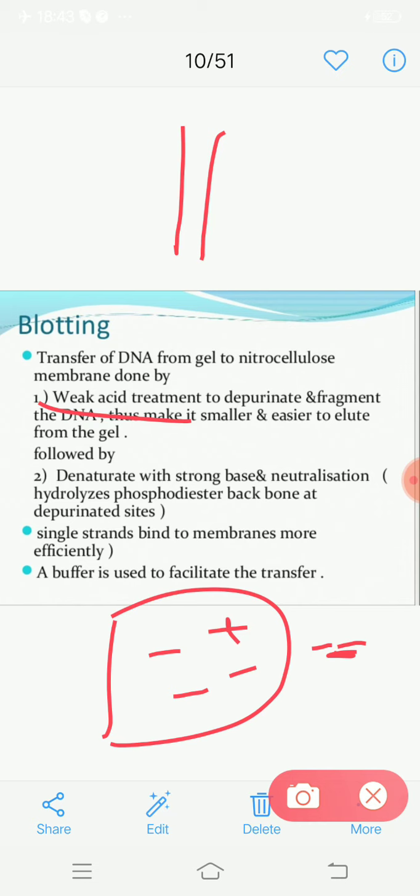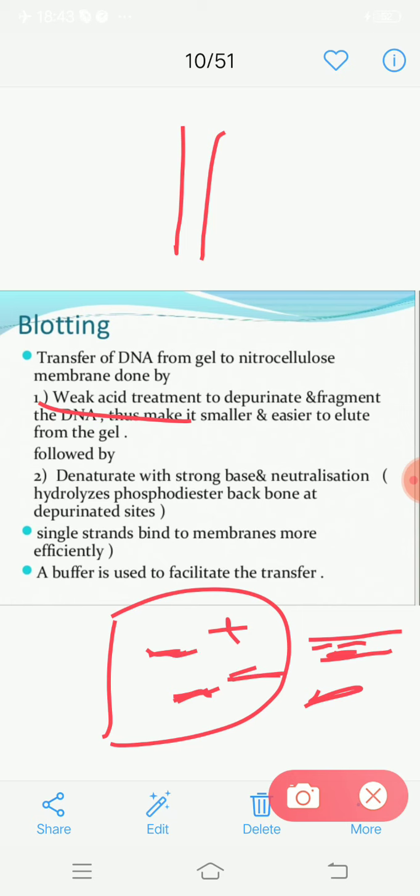After that the single strands bind to the membrane more efficiently. Why do you have to do this? Because you have to cut the double stranded DNA into single stranded DNA, since single stranded DNA can easily bind to the nitrocellulose membrane. On the gel, these fragments are double stranded fragments.